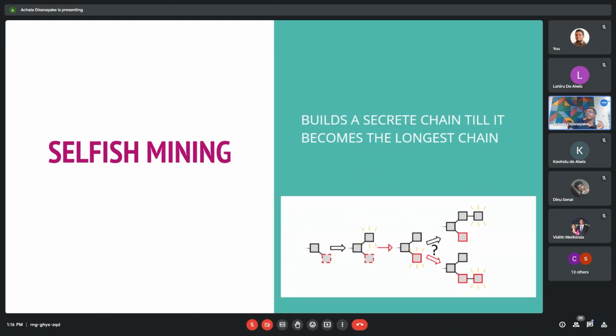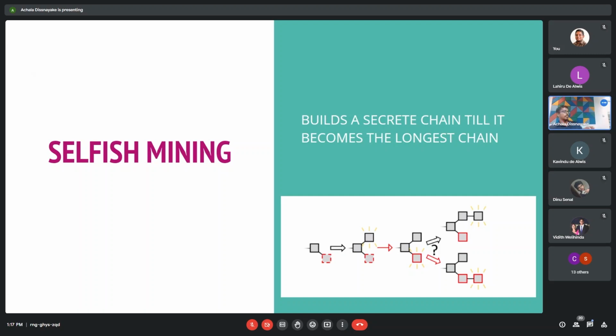So selfish mining is where a set of miners get together and try to mine blocks, but they don't broadcast them, and they keep building on that. When a moment comes where the main chain is shorter than their secret chain, they publicize it, and then it becomes the main chain. But obviously you get the question: if it's a set of miners, how can they outperform the main chain, right? There have been calculations done, around 22% to 25%.